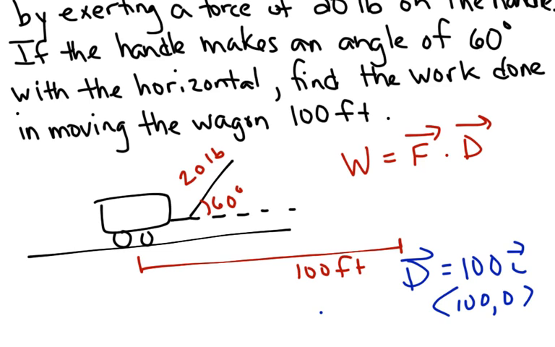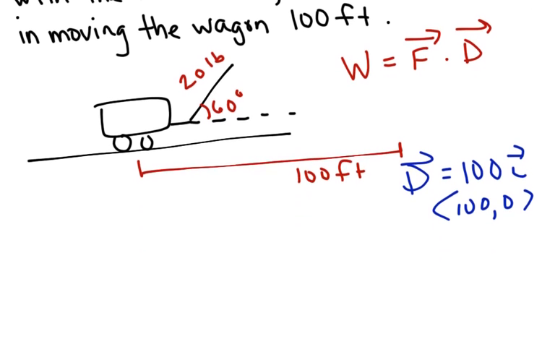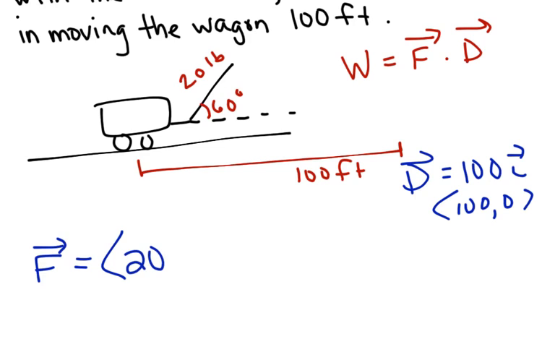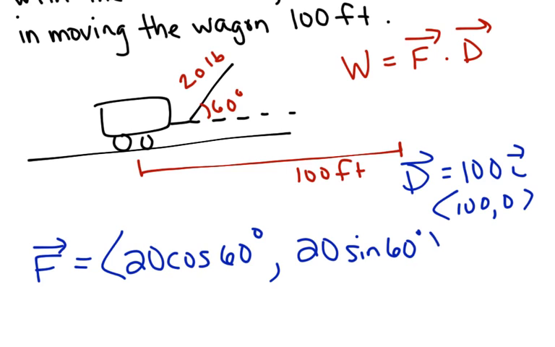However, the force on the handle has an angle associated with it. So to find the force on the handle, we have to do 20 times the cosine of 60 degrees for the horizontal component, and 20 times the sine of 60 for the vertical component. Remember, this only applies if there is an angle to the horizontal with the force being applied.